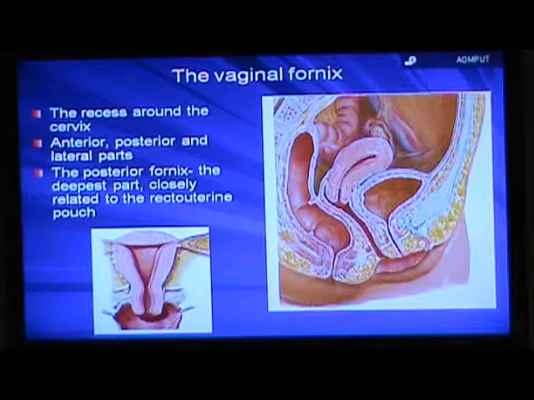The vaginal fornix is a recess around the cervix of the uterus. We can find the anterior, posterior, and lateral parts of the vaginal fornix. The posterior vaginal fornix is the deepest part and is closely related to the recto-uterine pouch. So the most important is this posterior vaginal fornix, because it's related to the Douglas cavity, the recto-uterine pouch.